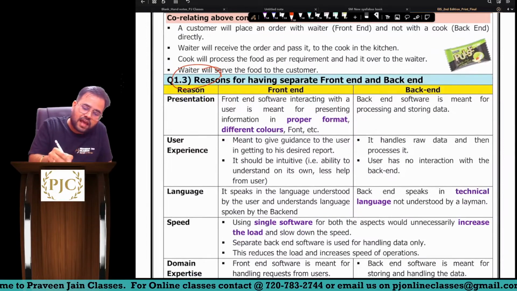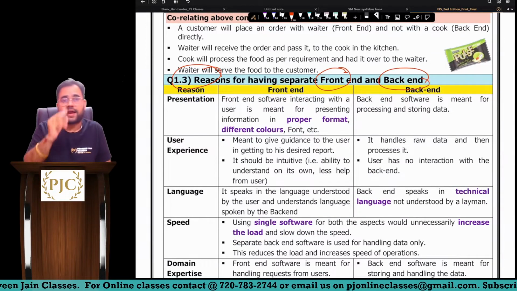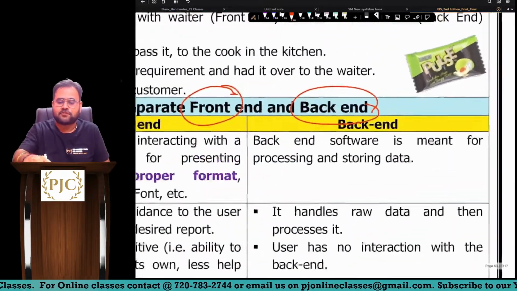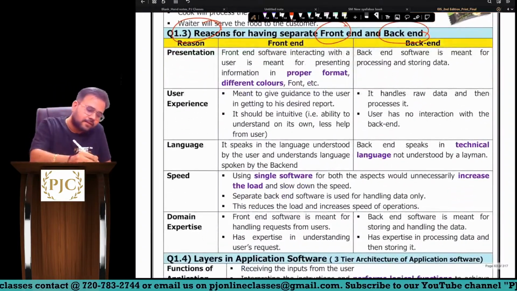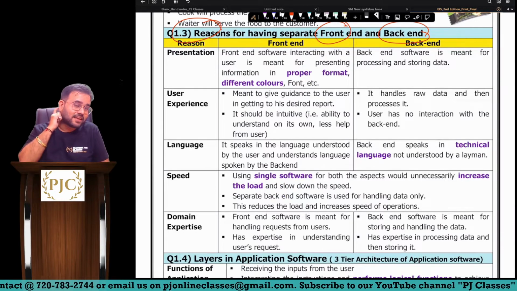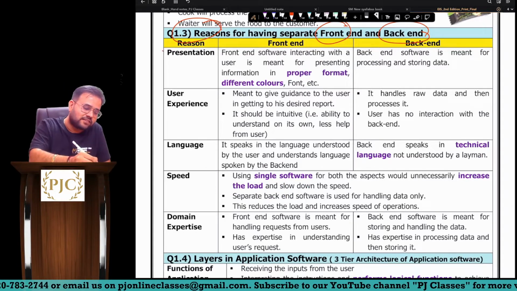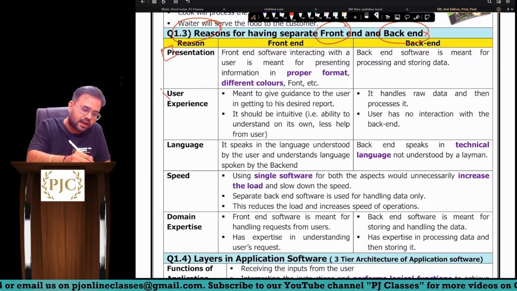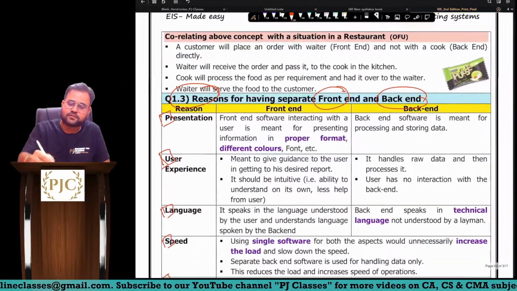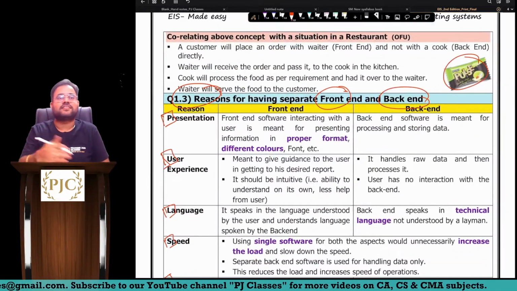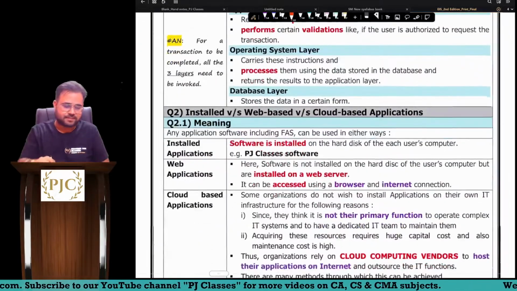So reasons for having separate front end and back end. Now for that, I have kept one chocolate wrapper diagram. For what purpose? I'm just sharing one thing with you, sir. The memory technique of this particular answer is PULSE. So this is the pulse. This is how you have to correlate in the material, sir.